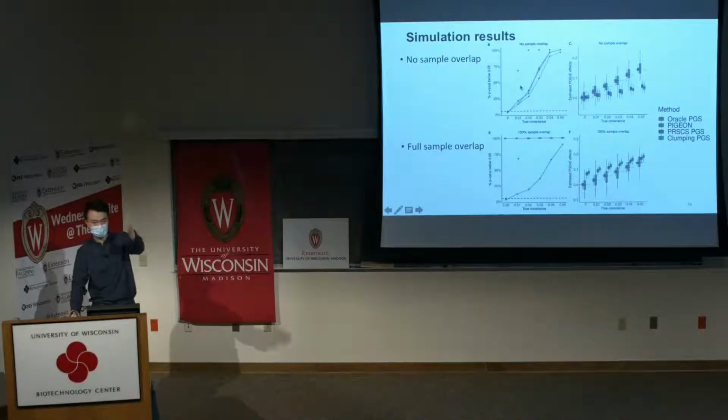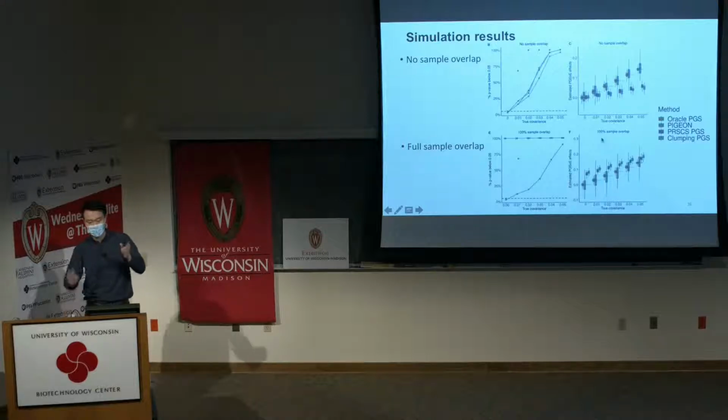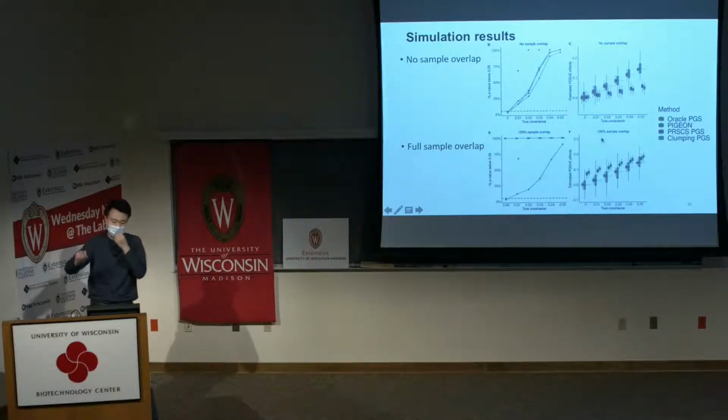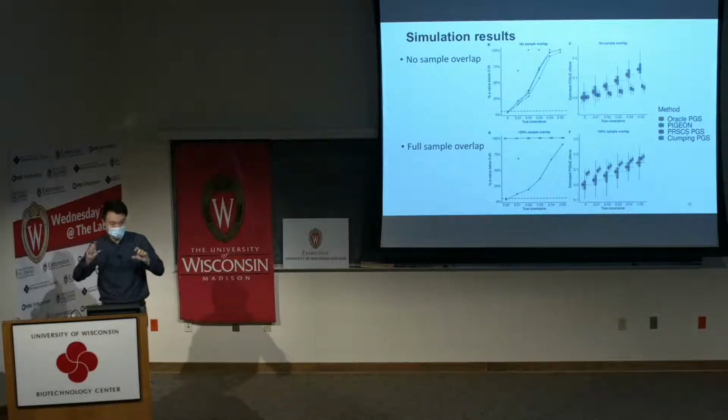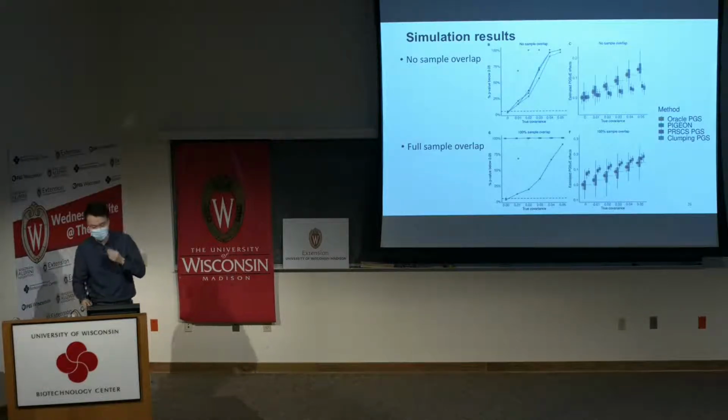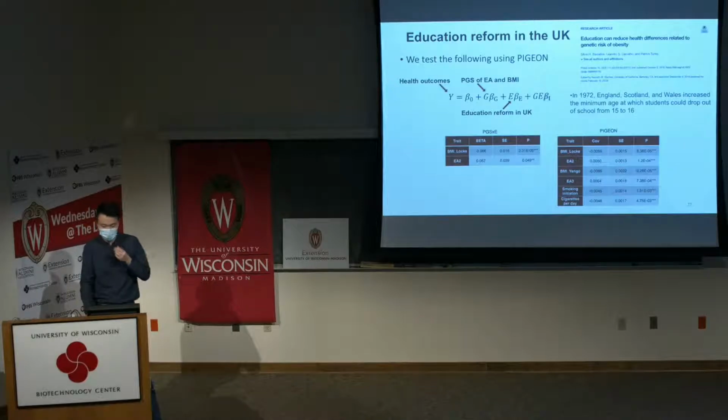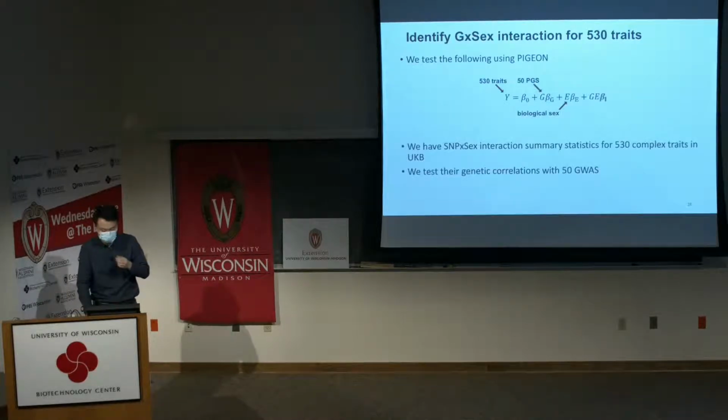You get total inflation of type I error even if the x-axis is 0, so there's no interaction anyway. This is totally driven by sample overlap and is an artifact. On the right-hand side, you actually get overestimated PGS by E effect using the PGS approach, but our approach remains robust, even if there is a complete sample overlap. So those are just simulations. I'll skip this example and give you one real data example.